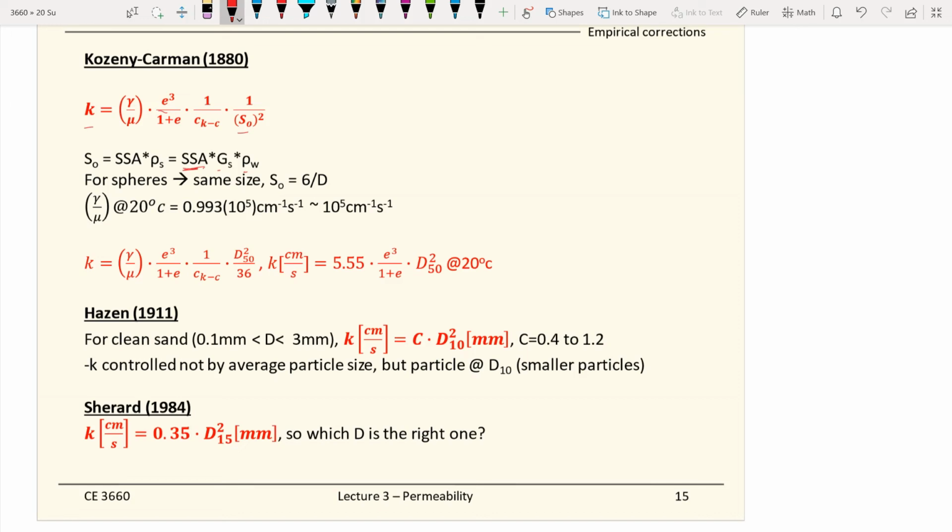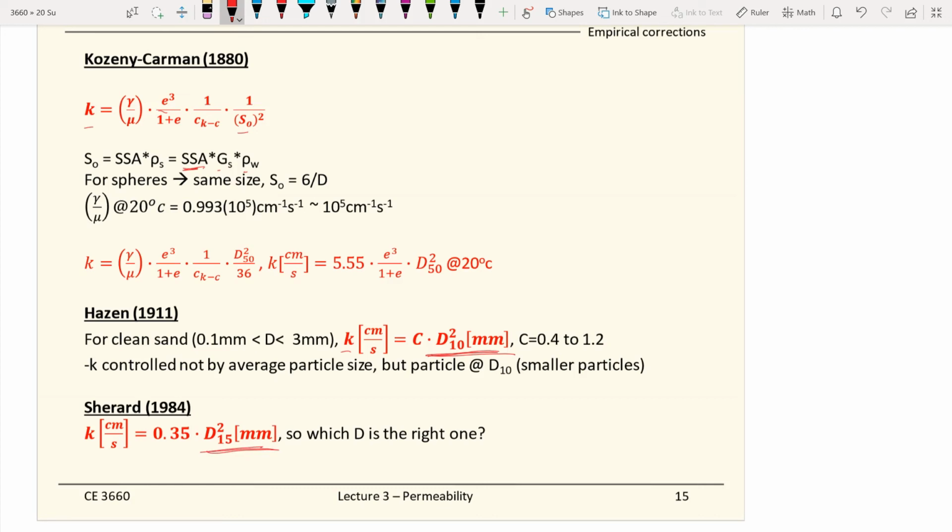And there are also much simpler correlations available, in which the hydraulic conductivity is directly related to the square of D10. Remember, we talked about D10 in the previous lecture 2. D10 is the diameter of the soil at 10% passing, and you can find that from the grain size distribution curve. One researcher, this is Hazen's 1911, says it depends on D10, but there could be other correlations. Say this one depends on D15.